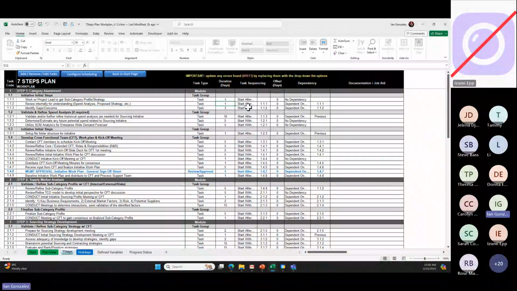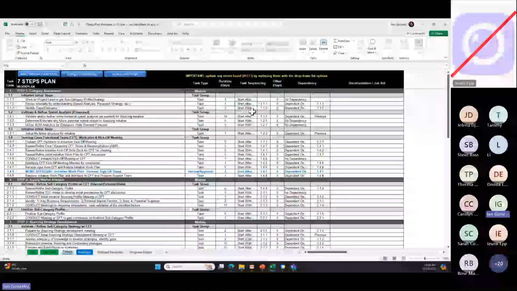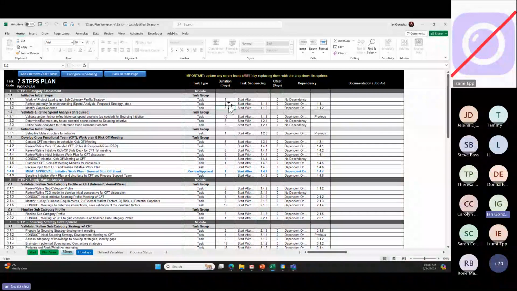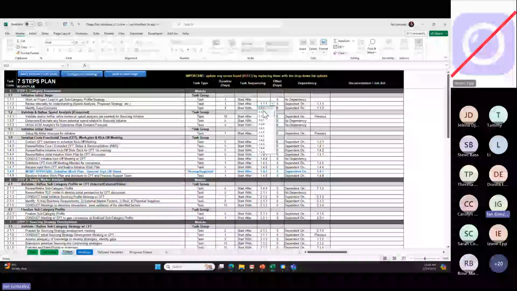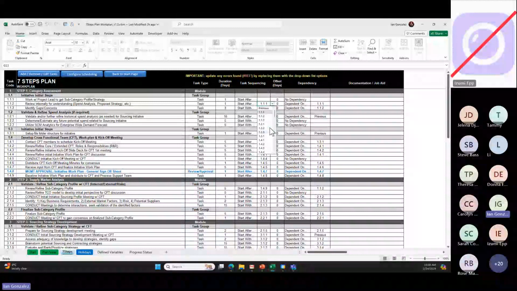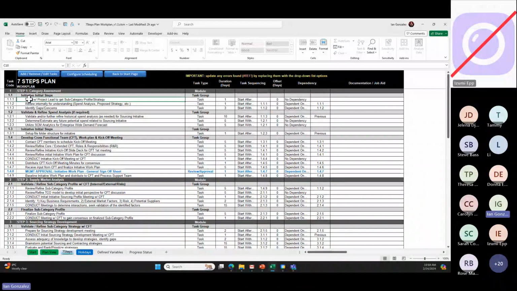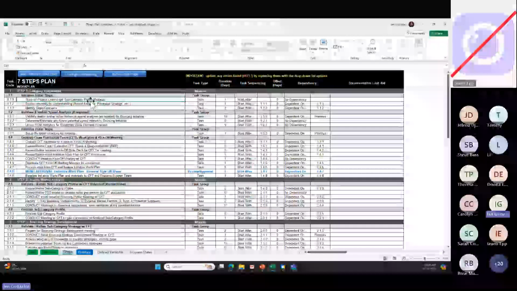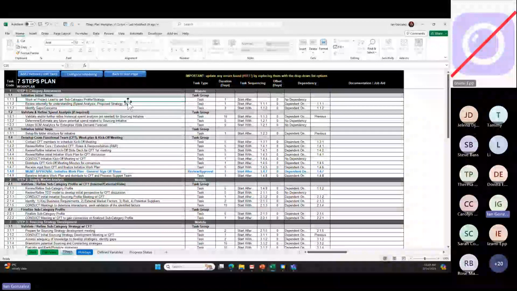And here's the task sequencing. This one will start together or after. So in this case, this will start after 1.1.1. Okay, and that's what the drop down is for. You can select which code, all right? And if you're not sure, you can just put previous like this. Okay, so what is 1.1.1? 1.1 is the previous task. So you have to work with a project lead to get the subcategory profile strategy. That has to happen first before the second one. That's why it says start after.